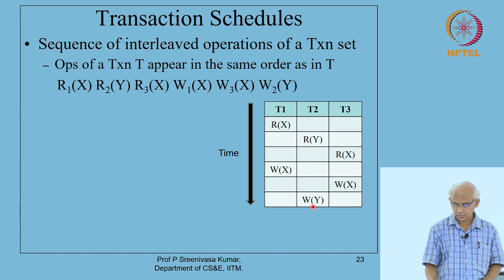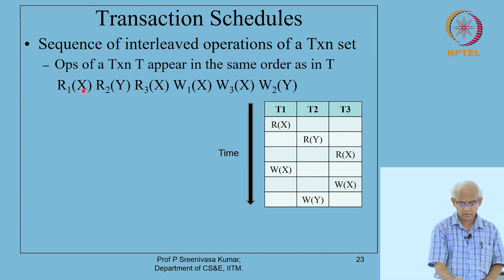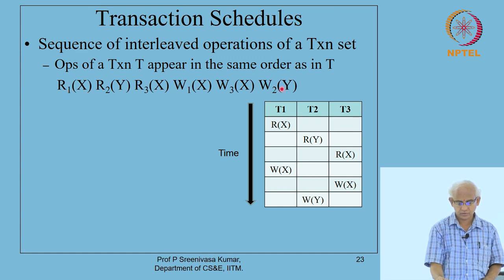then W3x, and then finally W2y. So, we write this in this particular sequence, and we call this the transaction schedule or history of the transaction operations.